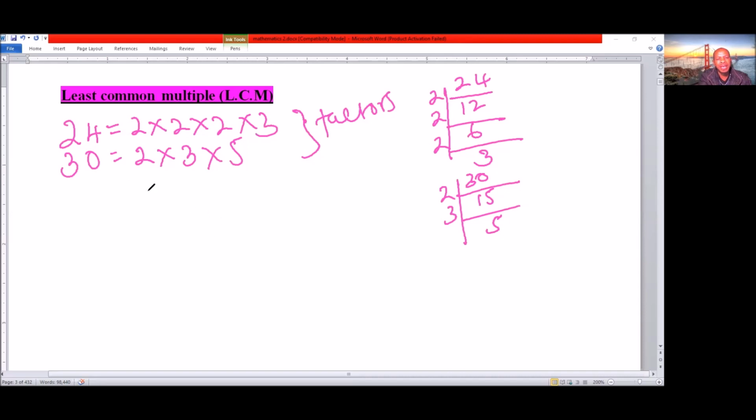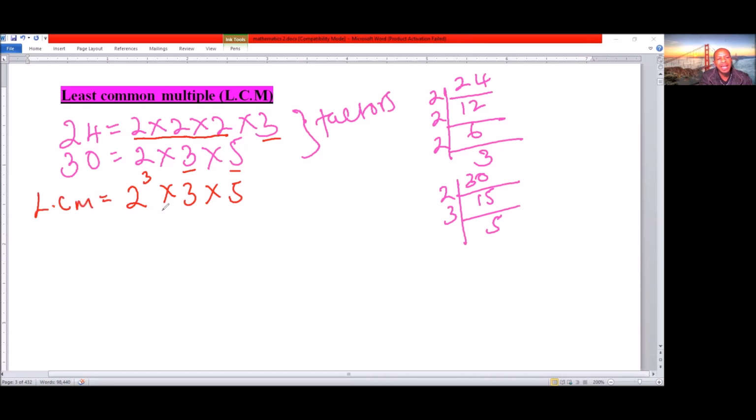So to get the LCM, we normally take the factors, and if it is 2, we take the highest power or index. So in this case, it is 2 to power 3 multiplied by 3, since here we have a single 3 and here we have a single 3. Then here we have a single 5. In 24 we don't have 5, so we write 5. So this is the LCM.